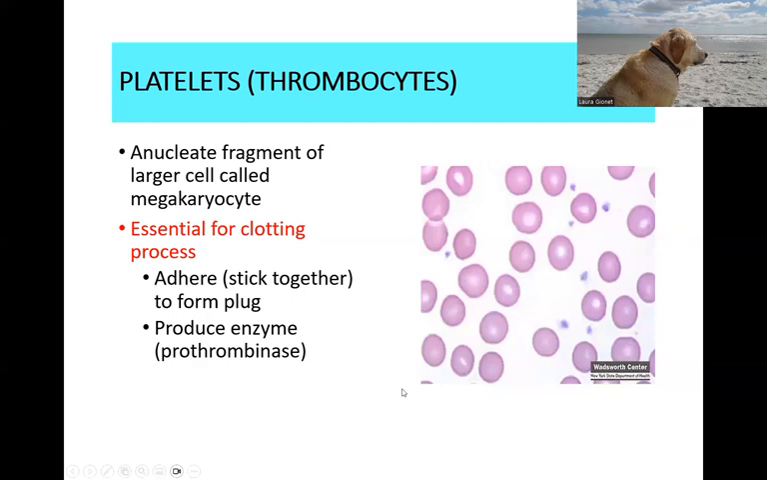I'm going to go back to this page because it appears that maybe I was muted. So I'm just going to repeat what I just said here. Platelets, also known as thrombocytes, are an anucleate fragment of a larger cell called the megakaryocyte and are essential for the clotting process. They adhere together to form a platelet plug, and then they produce an enzyme called prothrombinase.